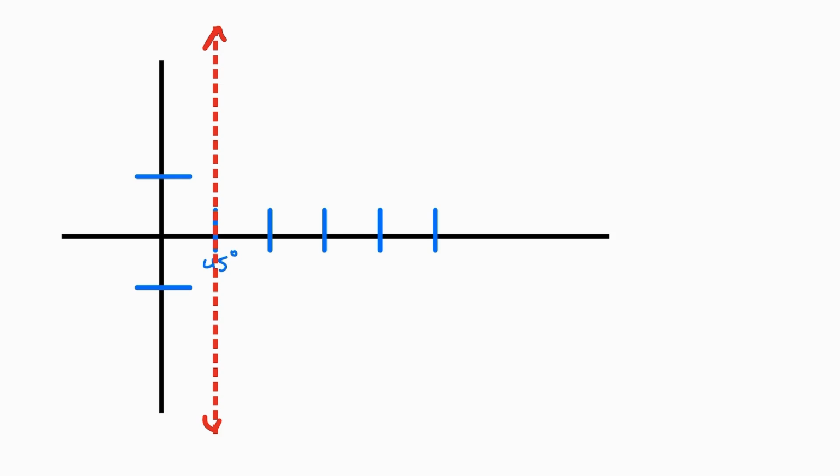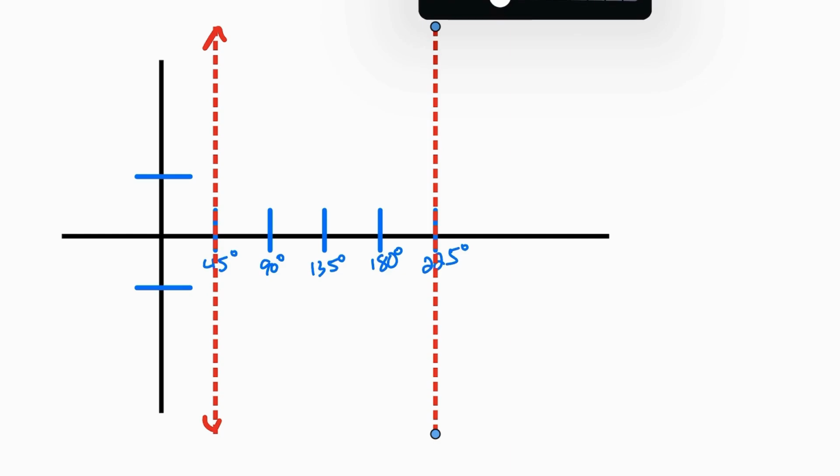So we're just going to go to the right 45 degrees for each tick mark. So 90, 135, 180, and then 225, which you can check to make sure that, if you're starting at 45, one period length is 180 degrees. So we add 180 degrees to 45, and you end up getting 225, which is the end of my tick marks.